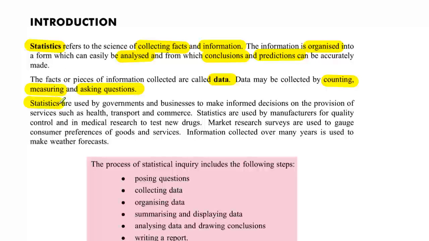Who uses statistics? Well, it's used everywhere. Governments and businesses use it to make decisions, particularly in the area of providing services for people, such as health and transport. People in manufacturing use statistics for things like quality control. So you test samples at particular points to see if the quality is what you want. It's used for testing new drugs before they're put into usage by the general population, which is a very important part of medical research. Market research finds out what people want in the way of goods and services. All of this is vital for survival.